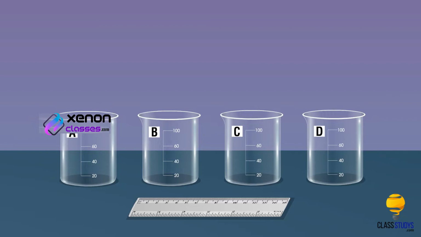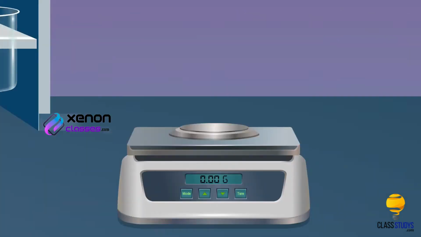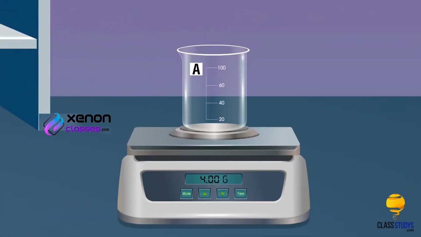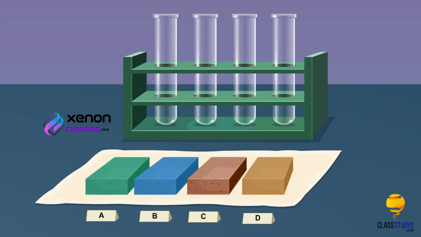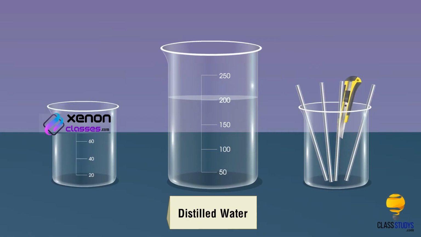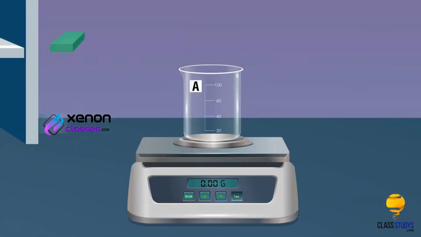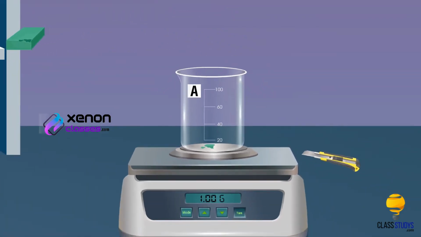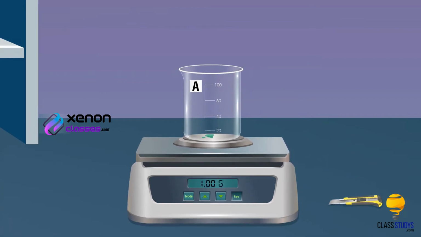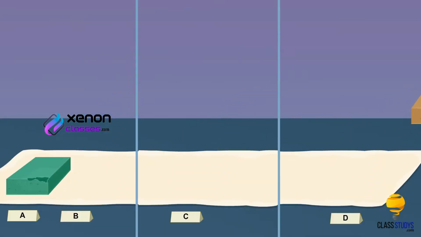Take 4 labeled 100 ml beakers. Take beaker A. Put beaker A on the electronic weighing balance, and the balance shows the weight of the empty beaker. Use the tare button to show a reading of 0.00 gram, and add soap A into the beaker by cutting it into small pieces using a cutter knife until the electronic balance shows a 1 gram reading. Repeat the steps for B, C and D.